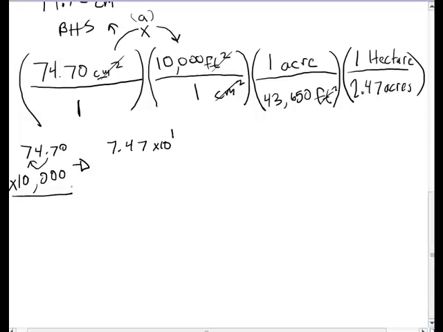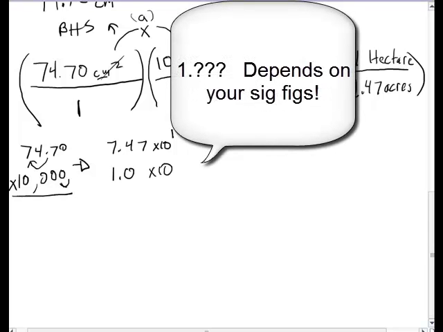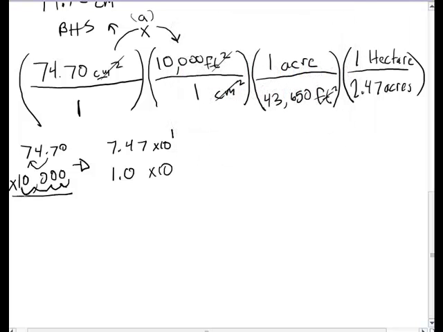And then 10,000 would be 1.0 times 10 to the what? Let's see, 1, 2, 3, 4. So it'll be times 10 to the 4. So when we multiply these together, just like before, you can add the exponents together. So that's times 10 to the 5th. And our number, this really simplifies it for me. 1 times 7.47 is what?